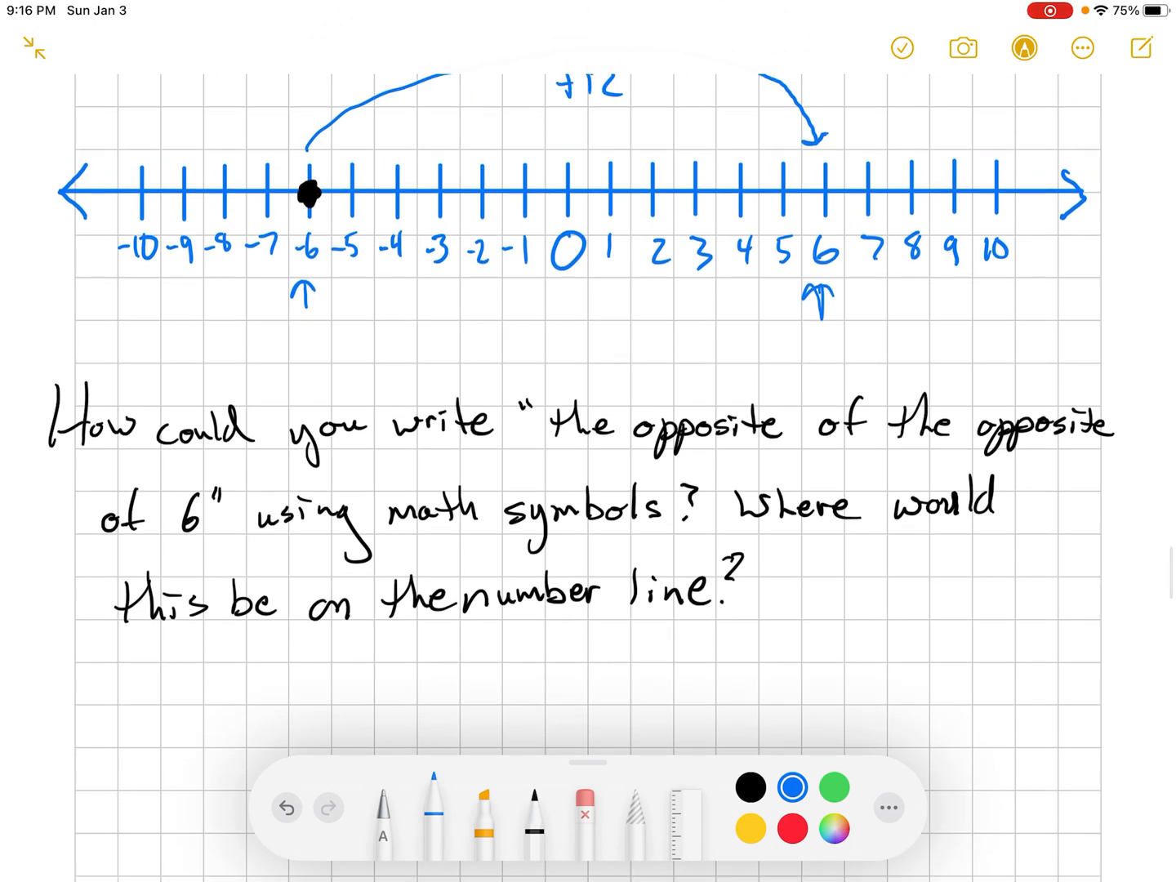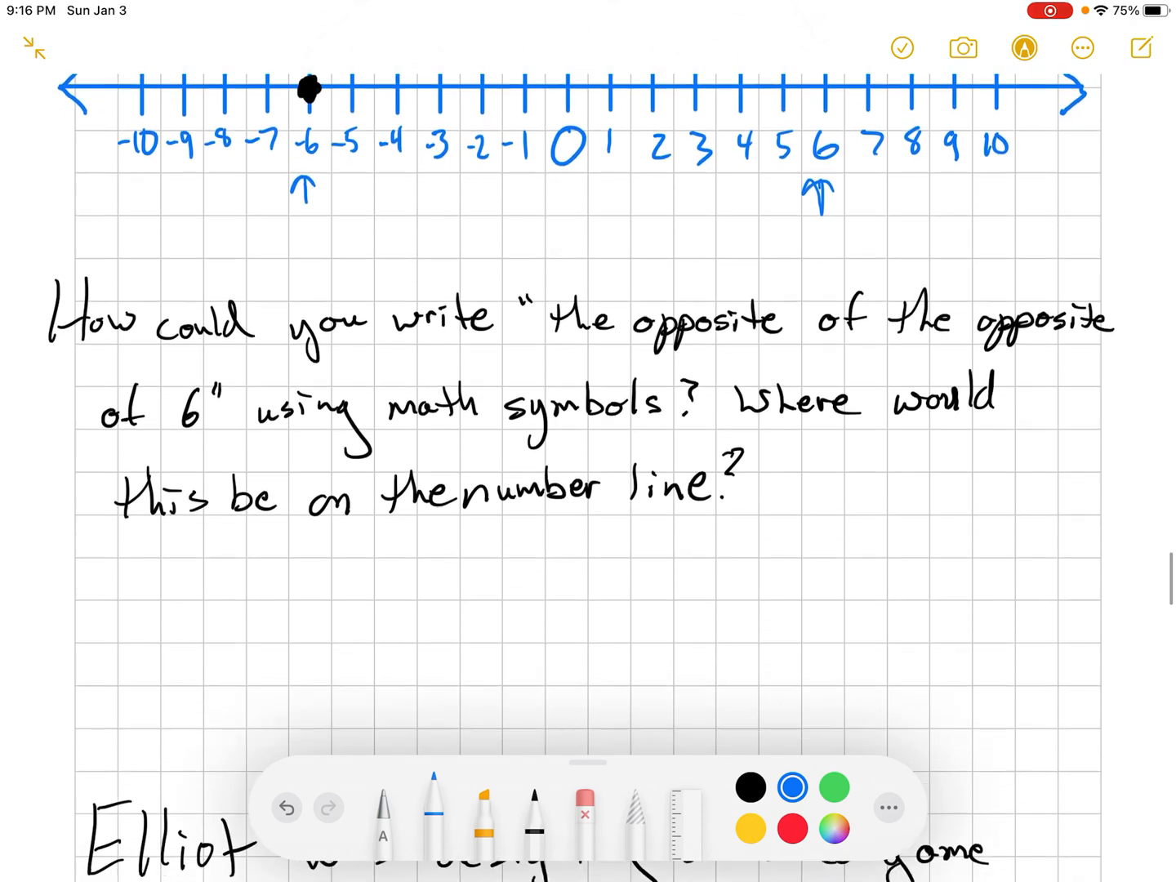All right, how could we write that opposite of 6 using math symbols, where would you be on the number line? Well, if we first thought about what is the opposite of 6, we would write that like that, a negative 6. But if we're doing the opposite of the opposite, we would put another negative sign in there. In math, we would always want to add some symbols to help, and we look at the parentheses. The parentheses help us to say, hey, inside of that is the opposite of 6, but that one negative sign outside of there makes it the opposite of the opposite of 6.